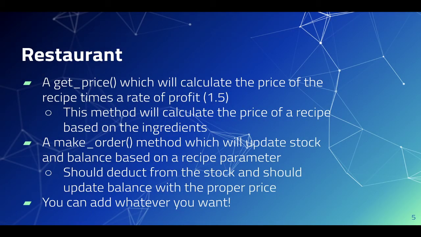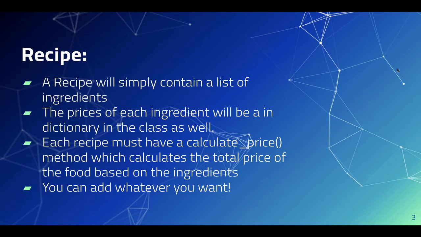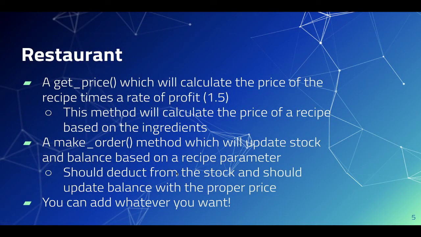The restaurant will also have a getPrice method, which will calculate the price of the recipe times a rate of profit, 1.5. This rate can be up to you, but it says we will calculate the price of the recipe. So you would iterate through the entire recipe, get all the prices of the ingredients, and sum it up. If you look back at our recipe class, the prices of each ingredient will be in a dictionary. You could have a total price attribute in the recipe class itself, which will make it easier for the restaurant class, but this is up to you again.